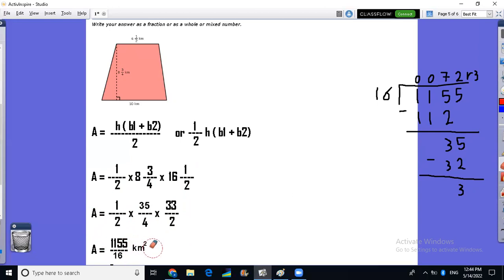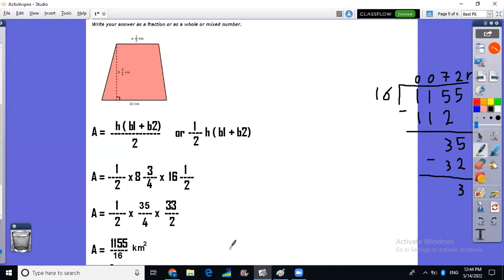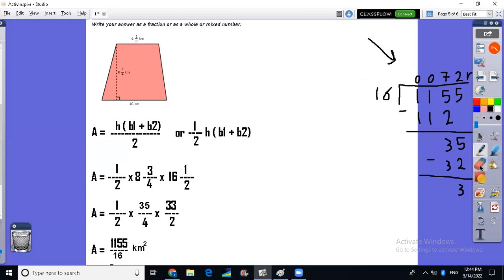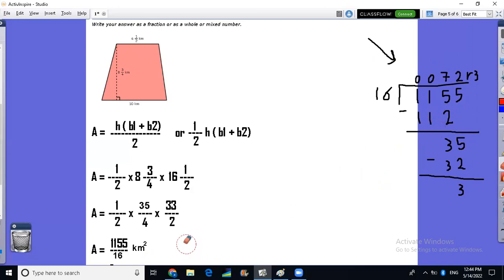Again, most probably they're going to allow you to use the calculator. If they don't, then you should be aware of how to convert this improper fraction into a mixed number. How can we convert this improper fraction into a mixed number? Using long division. 1,155 divided by 16 is going to give you exactly 72 remainder 3. So the answer at the end is going to be 72, and the 3 here is the numerator, and the denominator does not change. It remains 16 as it is.